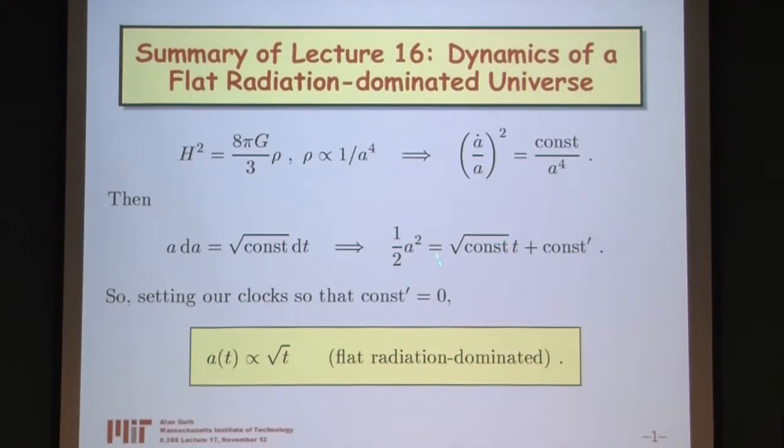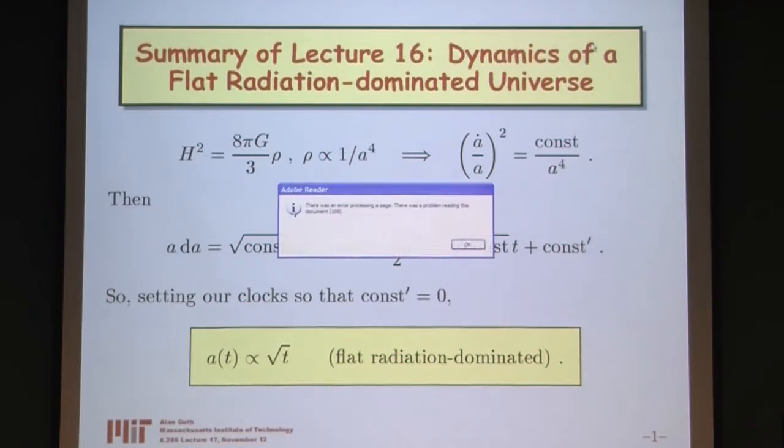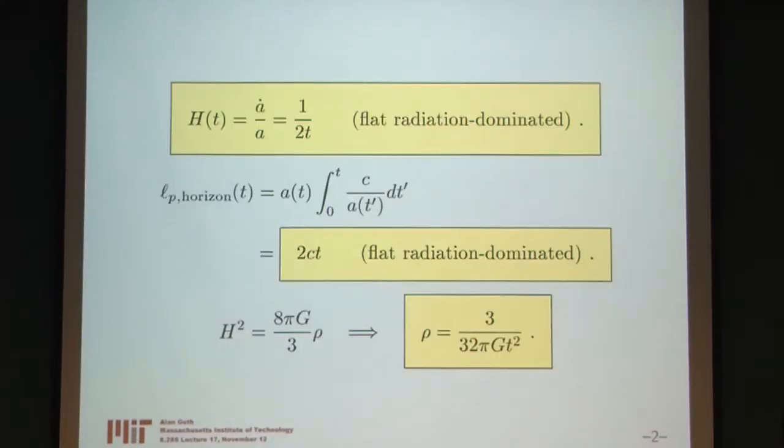And then we don't care about the constant of proportionality anyway. For a flat universe, the constant of proportionality is completely meaningless. It just tells you how many meters per notch you're dealing with. So it defines your notch. But otherwise has no physical meaning whatever. So the important bottom line is that a of t is proportional to the square root of t for a flat radiation-dominated universe. And once one knows that, one can easily get quite a few other things.